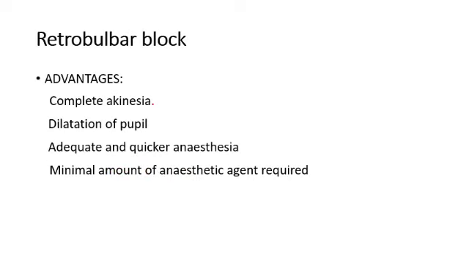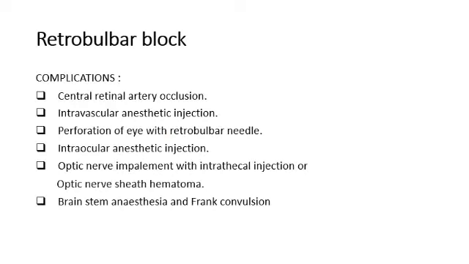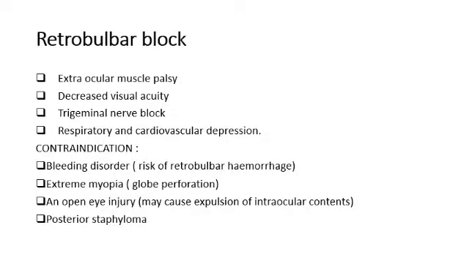Retrobulbar block provides complete akinesia, dilatation of the pupil, adequate and quicker anesthesia, and a minimal amount of anesthetic agent is required. Complications of retrobulbar block are central retinal artery occlusion, intravascular anesthetic injection, perforation of the eye with a retrobulbar needle, intraocular anesthetic injection, that is into the eyeball, optic nerve impalement with intrathecal injection or with optic nerve sheath hematoma, brain stem anesthesia and frank convulsions, extraocular muscle palsy when the muscles are injured, decreased visual acuity, trigeminal nerve block, respiratory and cardiovascular depression as part of the oculocardiac reflex.